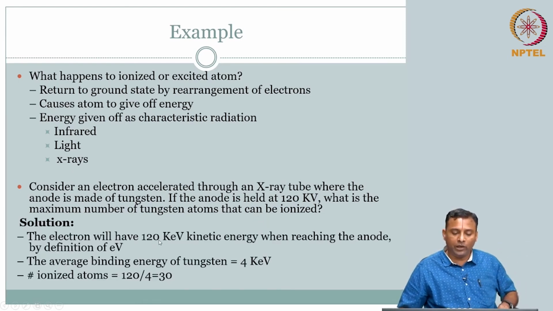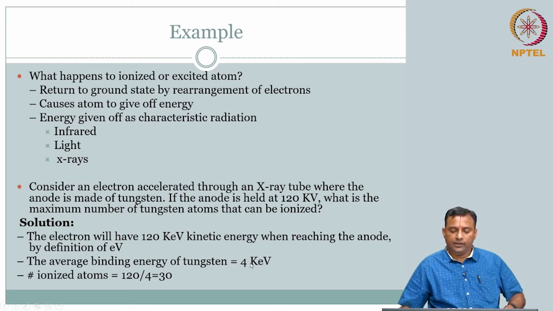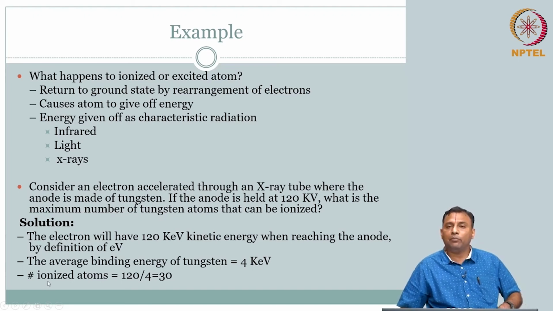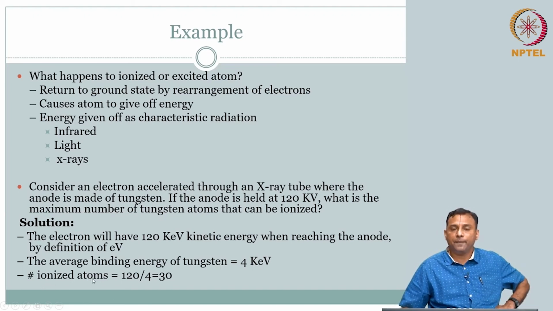So, the electron will have 120 kilo electron volt kinetic energy when it is reaching the anode. At the anode you have tungsten. The average binding energy of tungsten is 4 kilo electron volt, which is what we saw a couple of slides ago. So, you can immediately calculate the number of atoms that can be ionized, 120 by 4, because it is kilo electron volt, the K gets cancelled. So, you have 30 atoms. So, you get a feel for what ionization is, what energy level you are talking about.